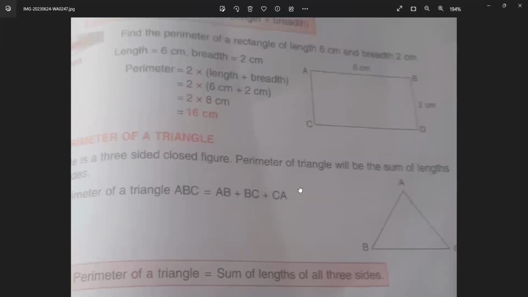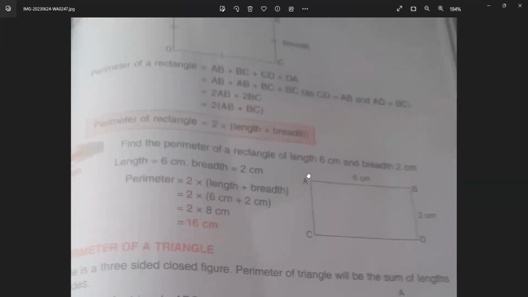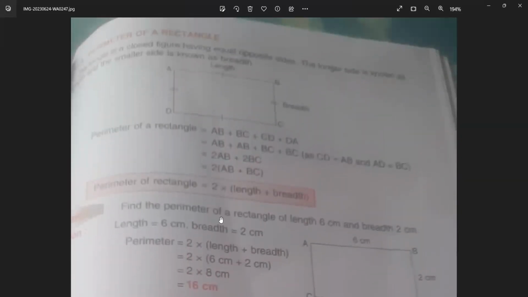This is the formula of perimeter of a rectangle, and this is the formula of a perimeter of a triangle. So this is the perimeter of a triangle, and this is the formula of a perimeter of a rectangle.